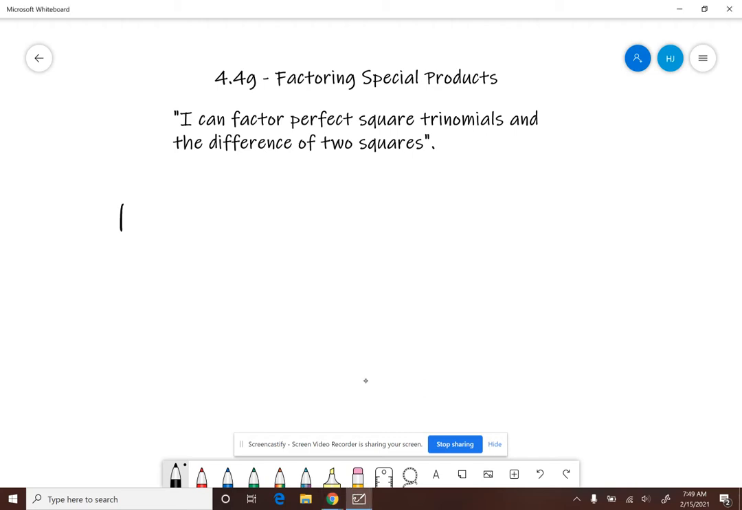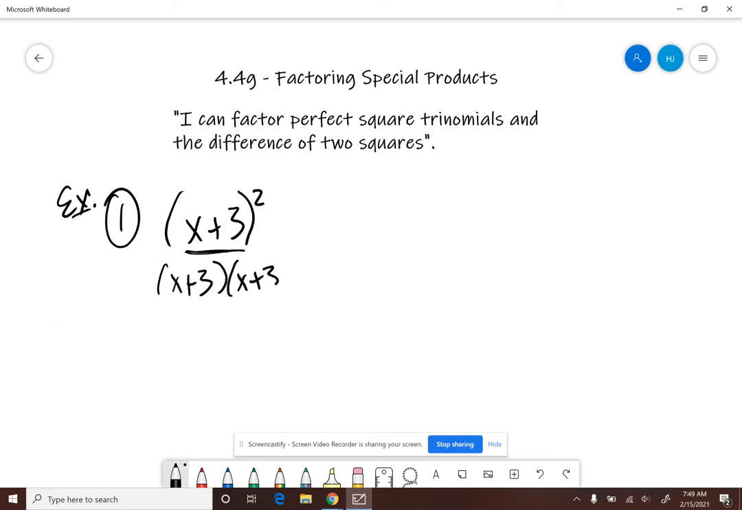So let me start here. I'll start with example number one. And so if you had like x plus 3 squared, for example, let's remember that that is not like just taking each part of this squared, but this is literally telling me that I need to repeat this entire binomial twice. And so we would end up with x plus 3 times x plus 3, which again, if we FOIL this out, we're going to end up with x squared plus 3x plus 3x plus 9, which is going to give us x squared plus 6x plus 9.